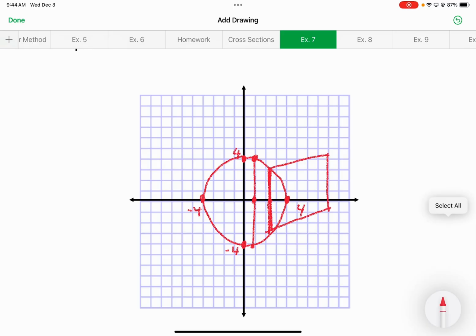So again, the bottom of this is your circle. Here's your circle. And then coming off the bottom of this circle, at any one of those cross sections are squares.